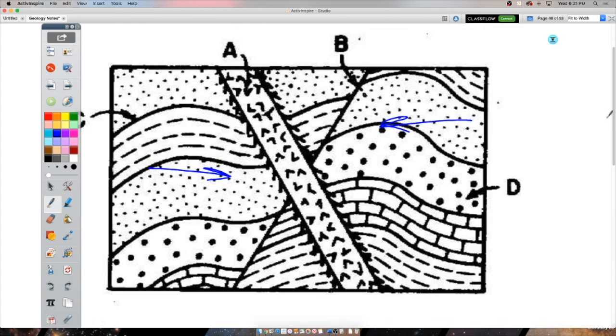And now part B asks about A. How might A have occurred? First of all, what is A? That's right. That is an intrusion, right? Notice how it's like a layer of rock that intrudes into the other ones, right? It kind of barges through them.